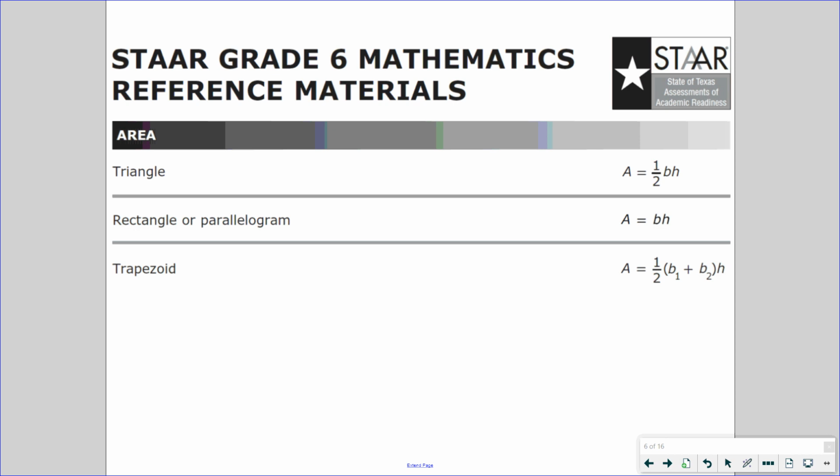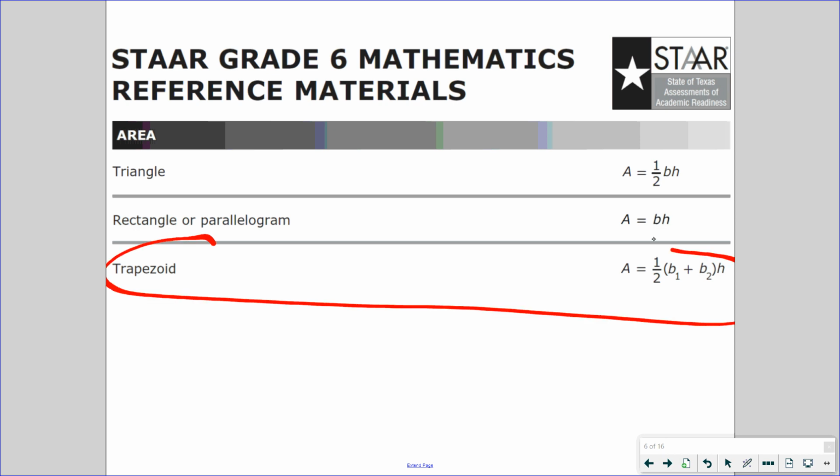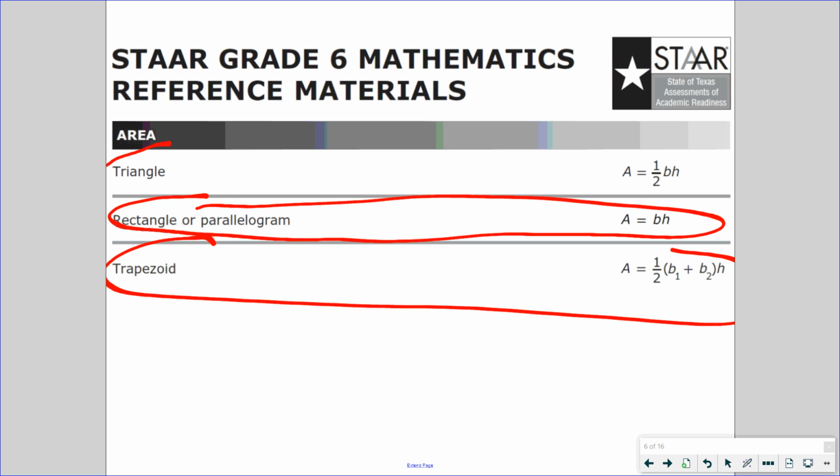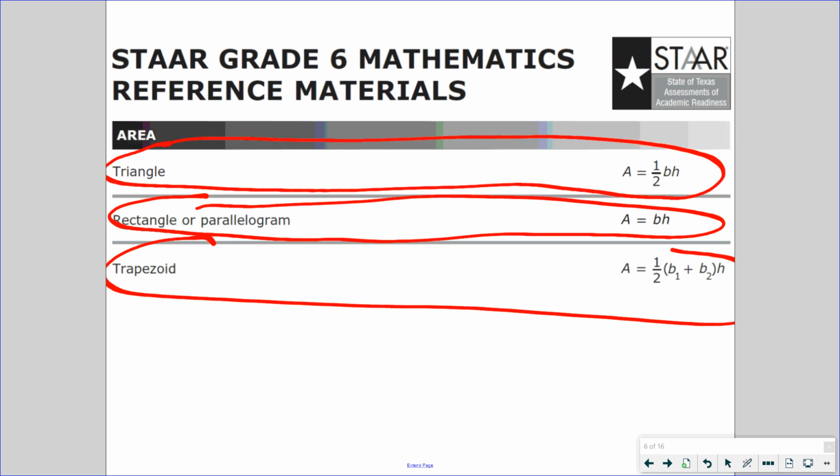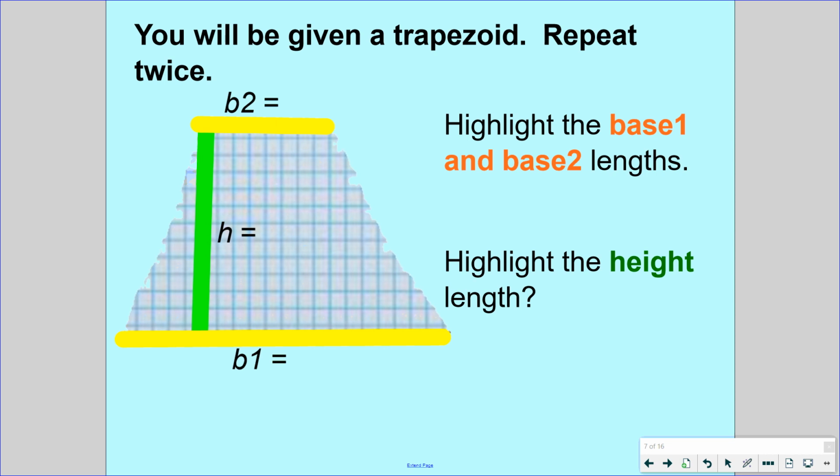All right, so today we're going to be learning trapezoid. We've already learned how to do area of rectangle and parallelogram, which is base times height. We already learned how to do triangle, which is half of base times height. And we're going to learn what this trapezoid is. So each student will be getting this index card that is split up this way. With your yellow highlighter, I want you to highlight base 1 and base 2.